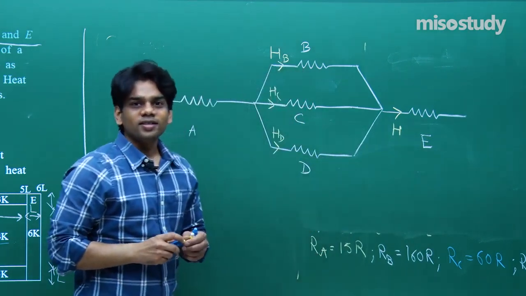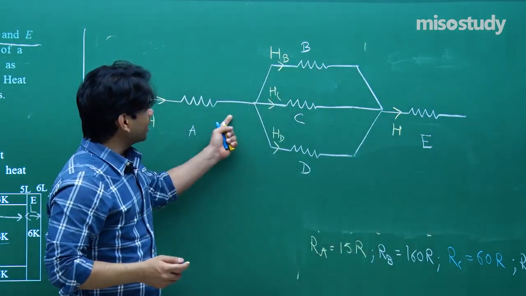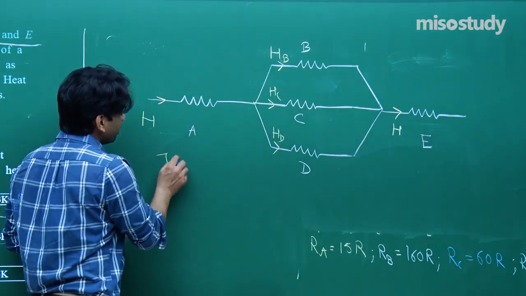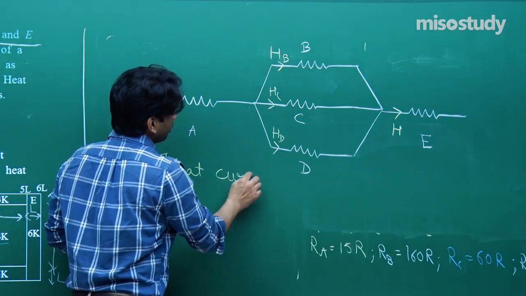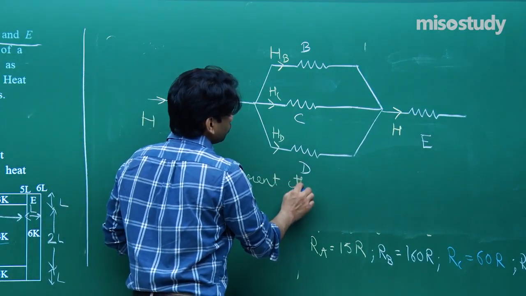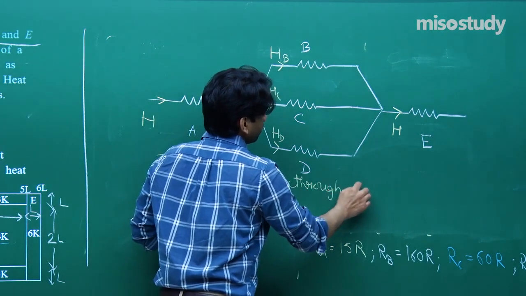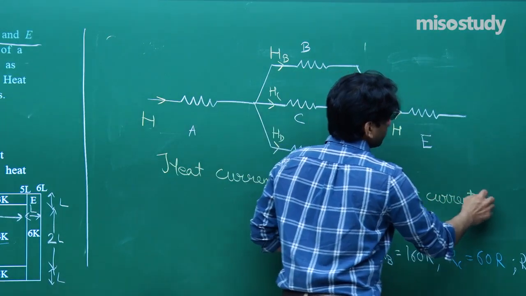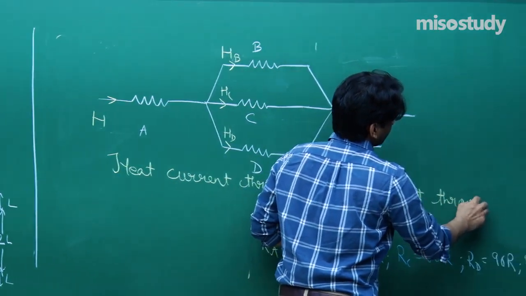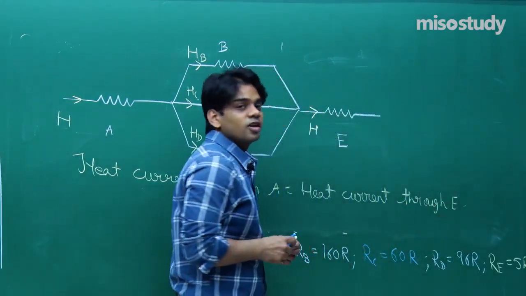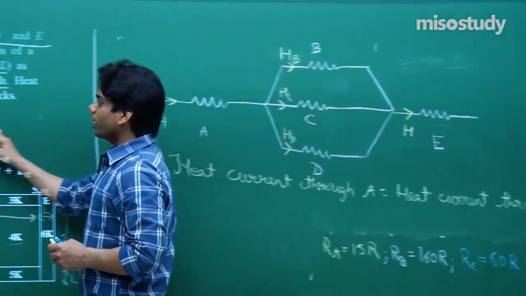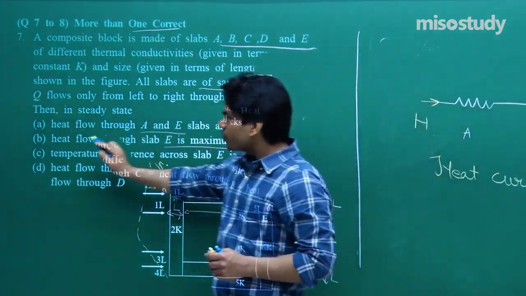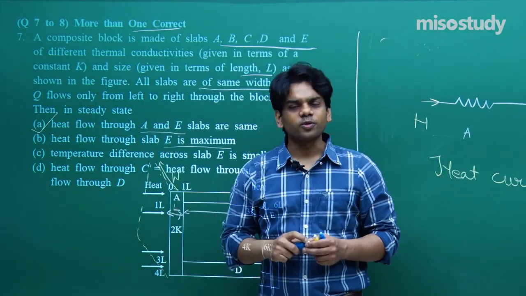Now one thing is quite same: the heat current entering will distribute, and the same heat current will be leaving through E. So we can say that heat current through A will be equal to heat current through E. We can comment on this thing. So first option: heat flow through A and E slabs are same. Yes, because the entry and exit slab are same. So we can say yes. We have solved a lot, but directly you can also comment on this. Option A will be correct.